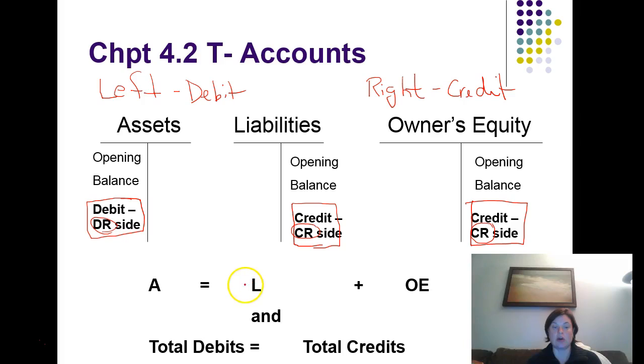So we now know that because left, which is assets, equals right, which is liabilities and owner's equity, it follows the fundamental accounting equation: assets equals liabilities plus owner's equity. Therefore, total debits equal total credits. Left equals right. So debits and credits are new terms for you, but the only thing they mean are left and right.